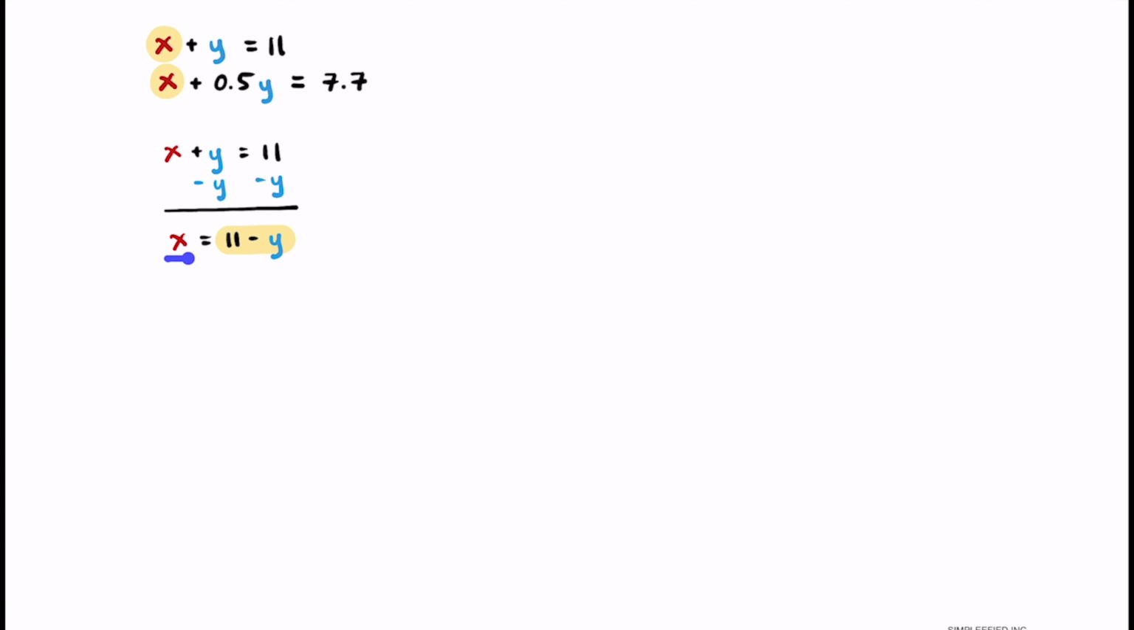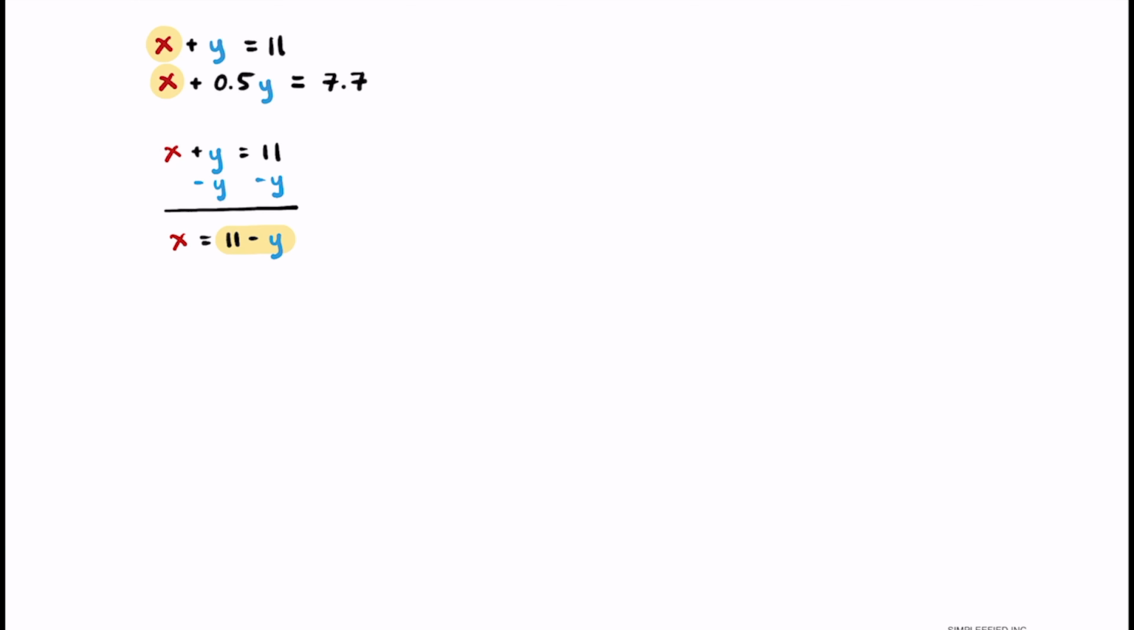Okay, so now that we know that x is equal to this 11 minus y expression, we can go ahead and swap this x out for this 11 minus y. Now before doing that, if you want to take this whole second equation and multiply it by 10, just so you don't have to deal with decimals, feel free to do so. I did that in a previous video as a strategy to help you not deal with decimals. But for this practice problem, I'm just going to go ahead and use it as it is.